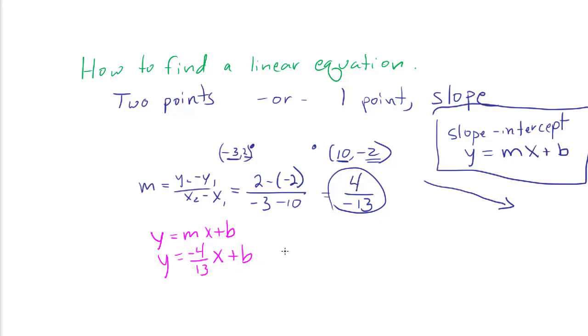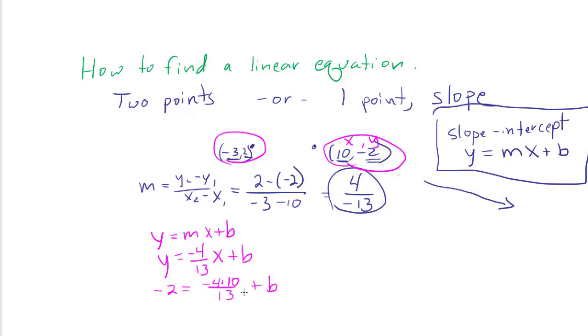Well, I have x, y points, -3, 2, and 10, -2. I can choose to plug in any of those points for x, y. And it doesn't matter. It could be any point on the line. So let's choose 10, -2. If my x value is 10, that's -4 times 10 over 13. My y value would be -2. And I would solve for b in the equation at that point.